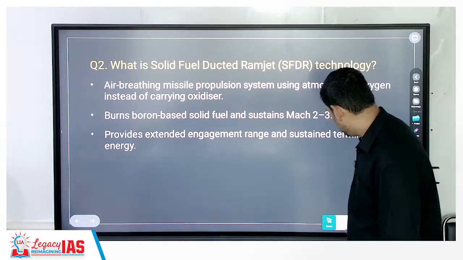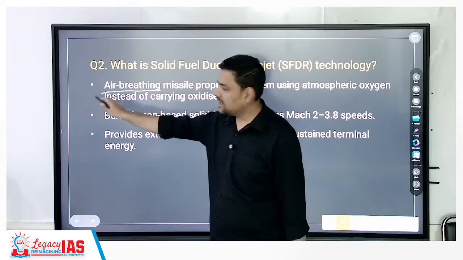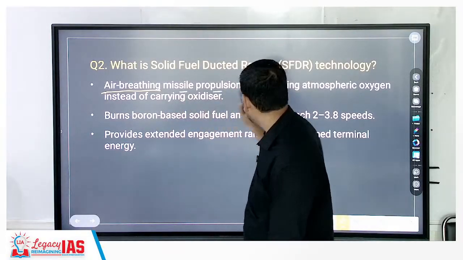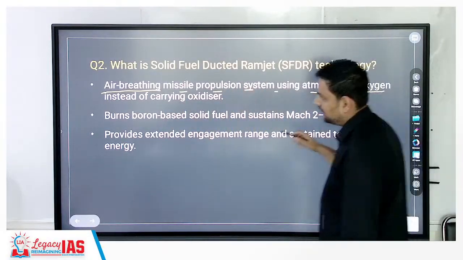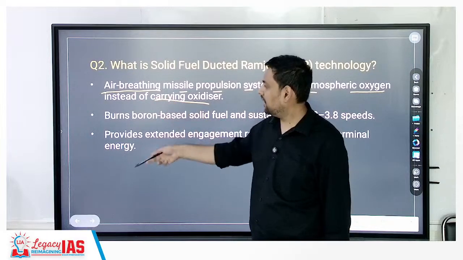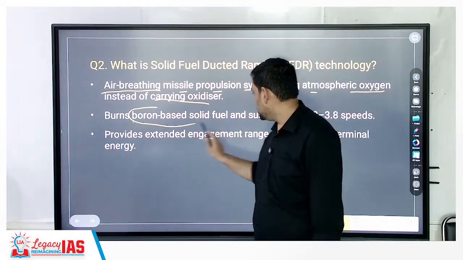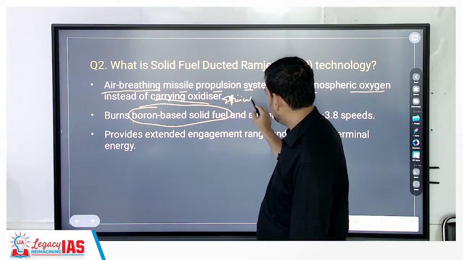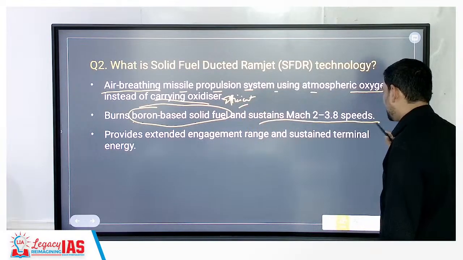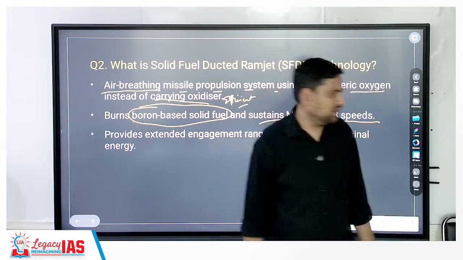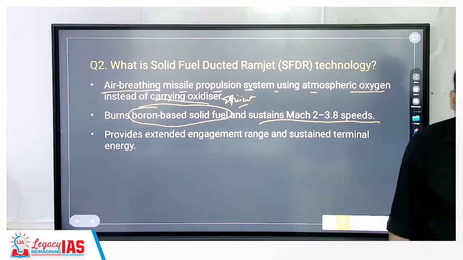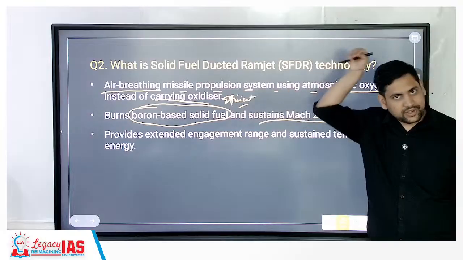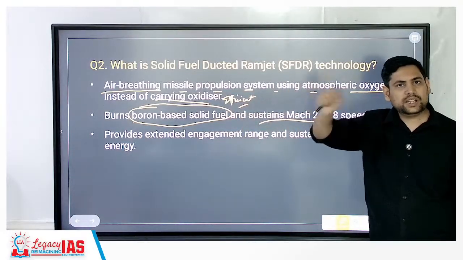What is this? So this is an air breathing, and I explained to you what is air breathing. So basically using the atmospheric air, a missile propulsion system using atmospheric oxygen instead of carrying oxidizer. Next, it burns boron based solid fuel. Now this is a very efficient solid fuel and sustains Mach 2 to 3.8 speeds. So this is the amount of speed it maintains. It maintains this speed throughout the journey, even till the end point. That's why maneuvering and everything is much better.